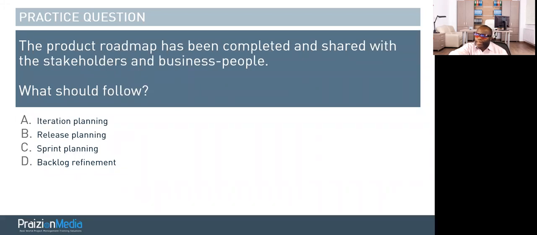The product roadmap has been completed and shared with the stakeholders and business people. What should follow? Let's go ahead and relaunch.